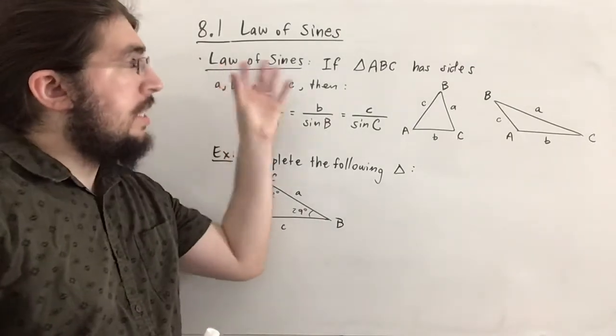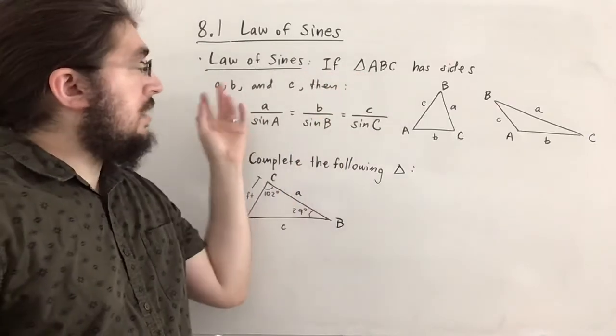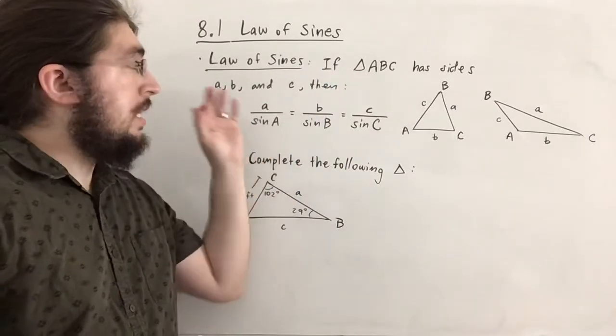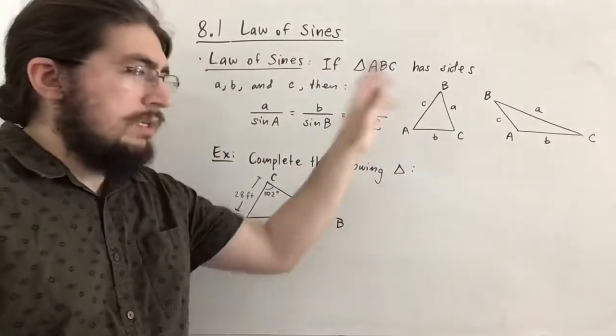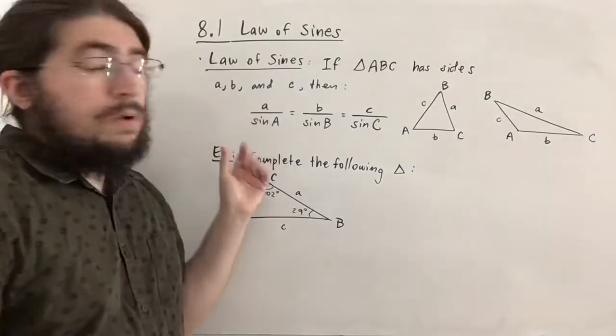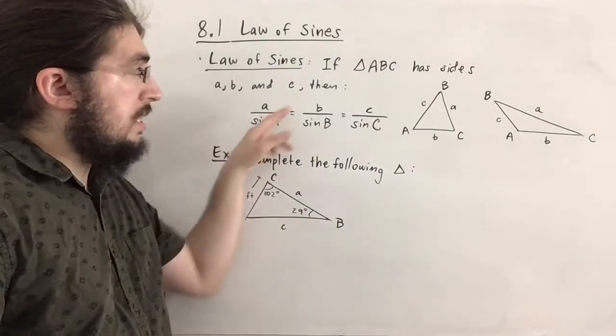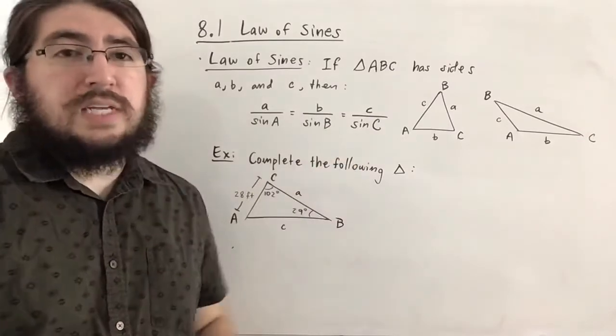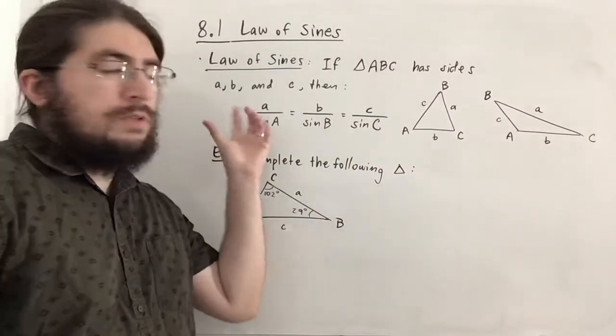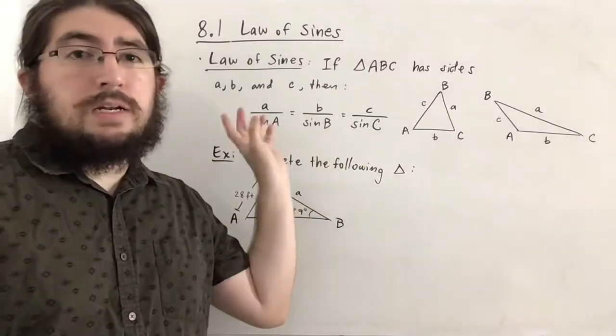So it says here, if the triangle ABC has sides lowercase a, b, and c, with this kind of layout, which I'll talk about in a little bit, then the following must be true: a over sine of A is equal to b over sine of B is equal to c over sine of C. Now, of course, there's this whole notion of capital letters and lowercase letters.